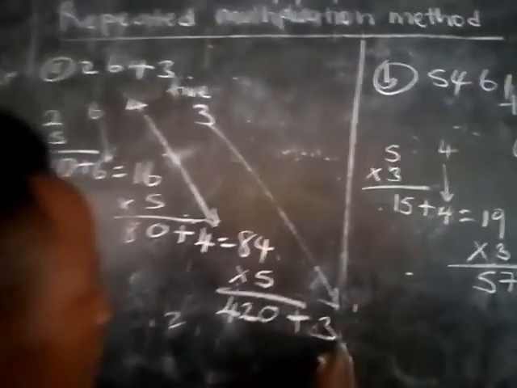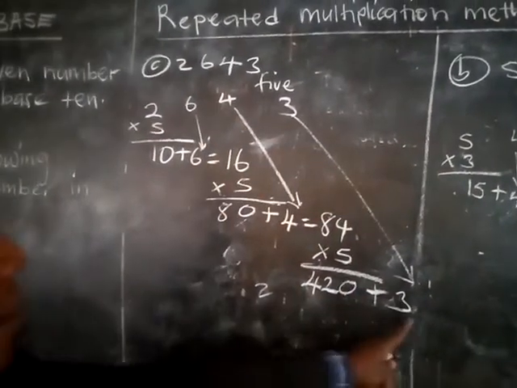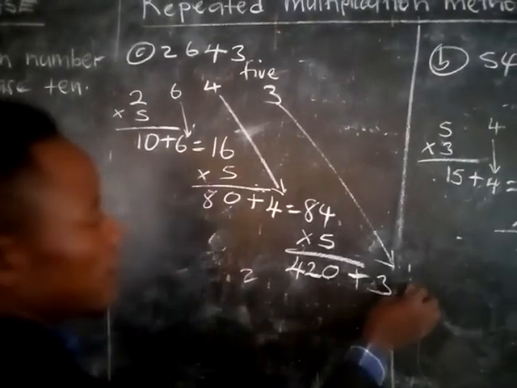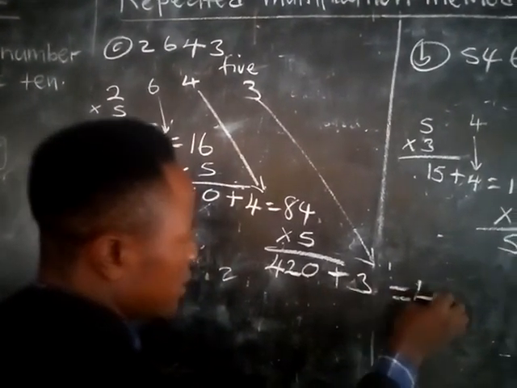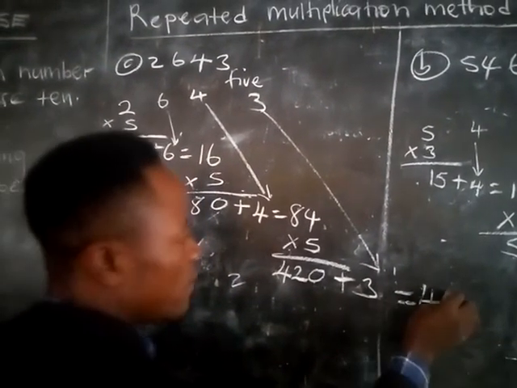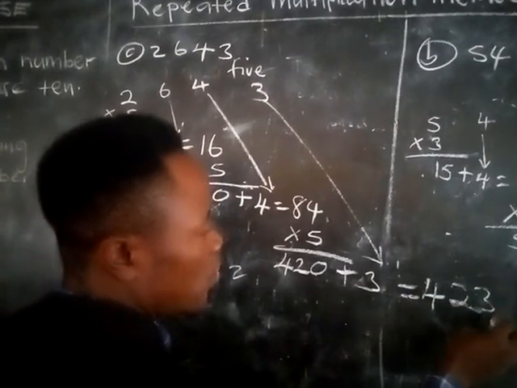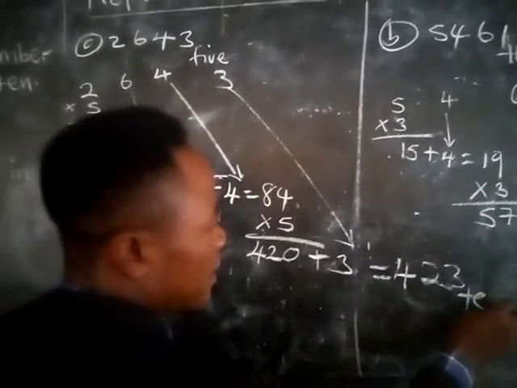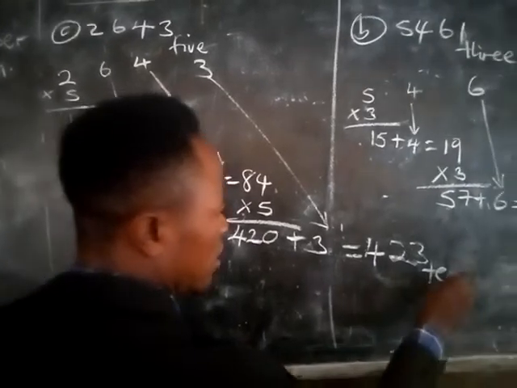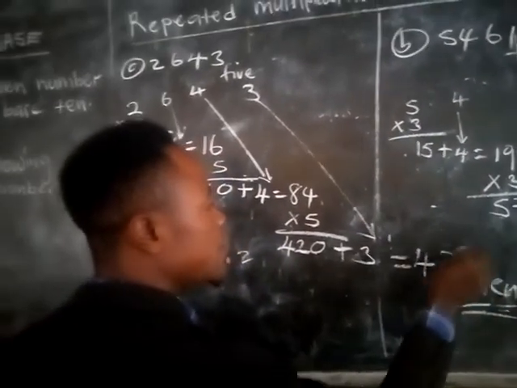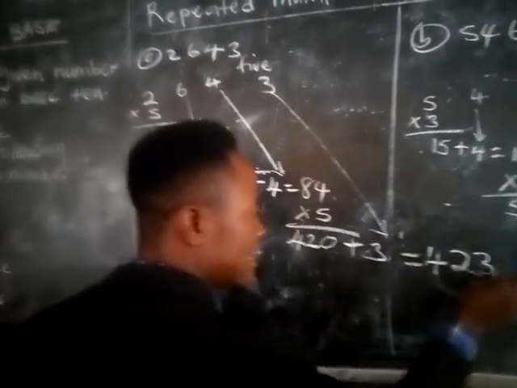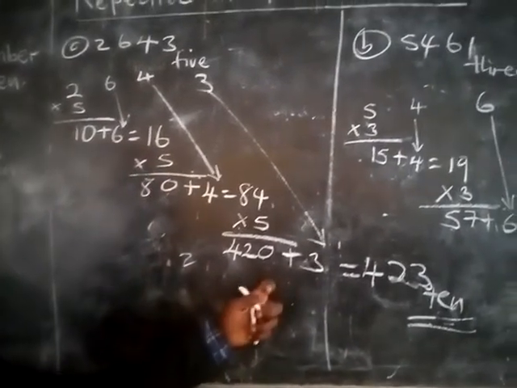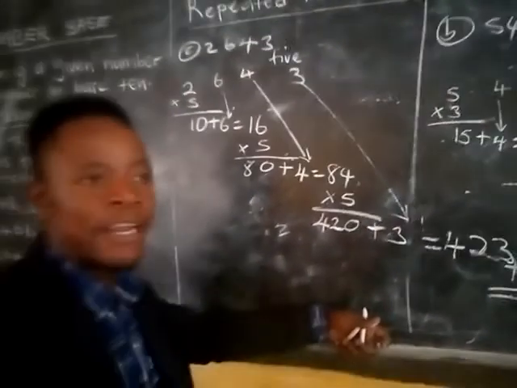So 420 plus 3, we have 423. You work in base 10. Always make sure you add the last digit to the answer after multiplying for you to get the final answer.